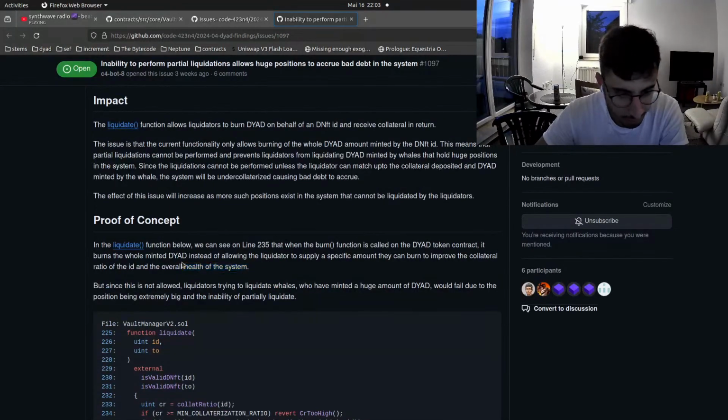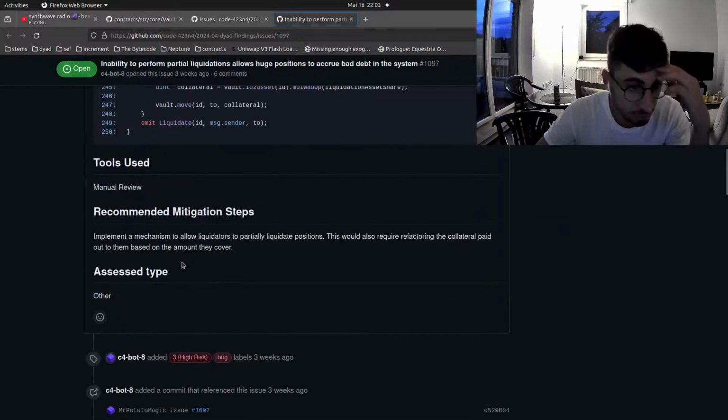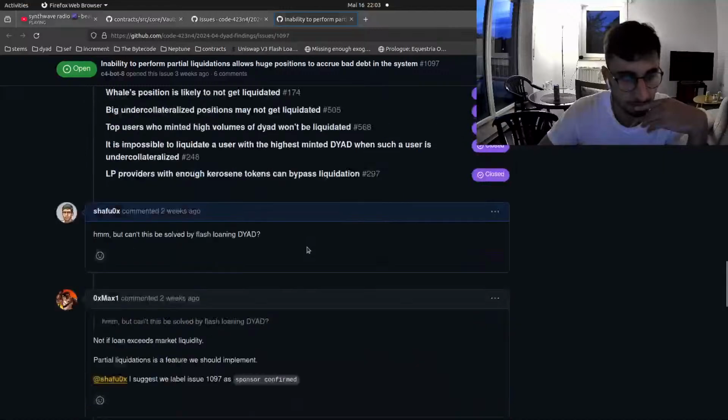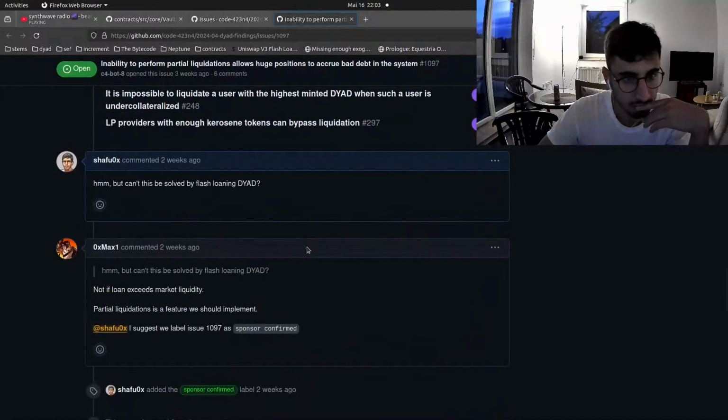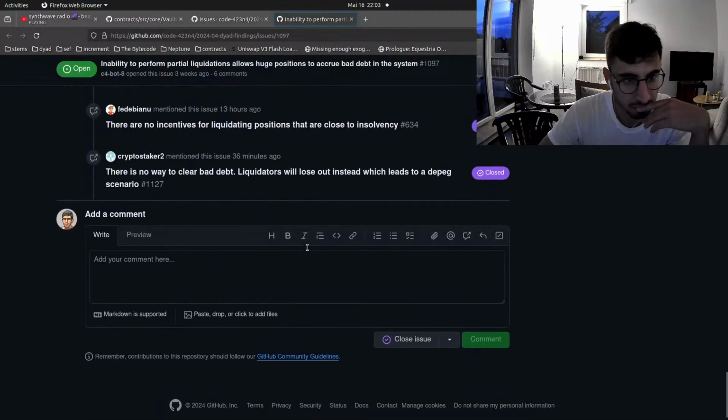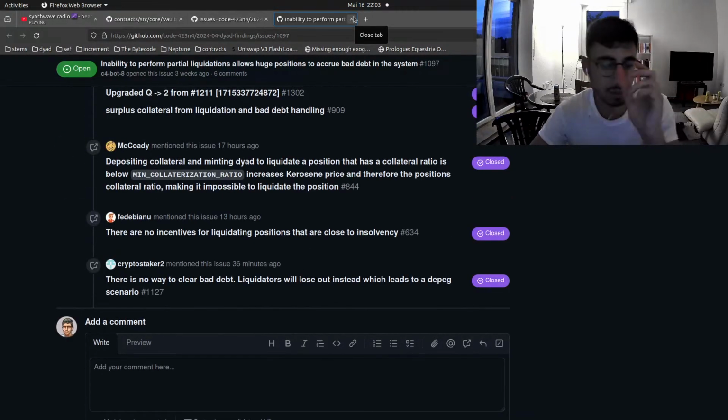Okay. I see. Implement a mechanism to allow liquidators to liquidate positions partially, affecting collateral paid out. Yeah, this is an issue, and we fixed this.